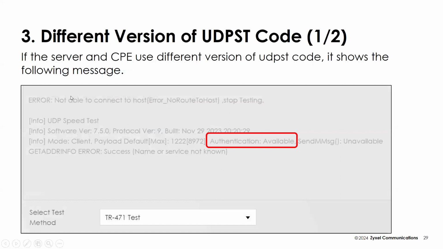Okay, and this is the third case. It's about different UDP-ST code, a version difference between the sender and the receiver. When such a situation happens, we will find an error message like this, which tells us the version between the server and your CP device does not match.